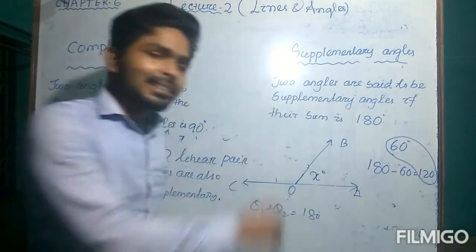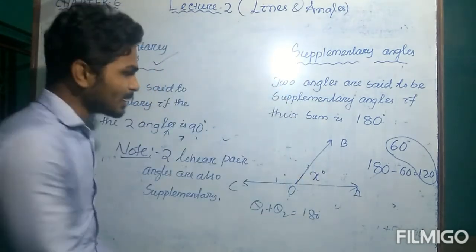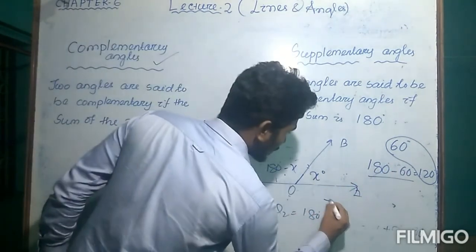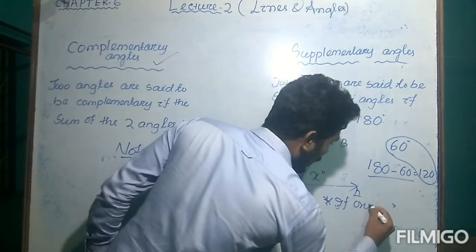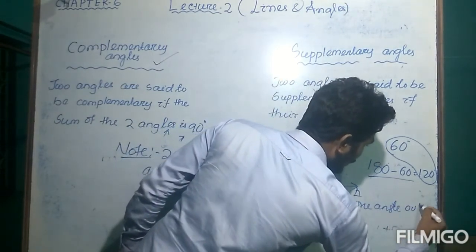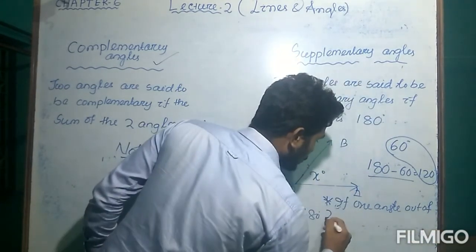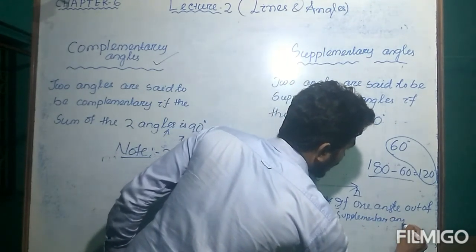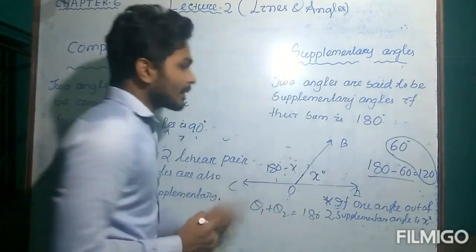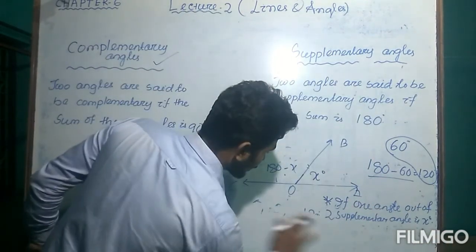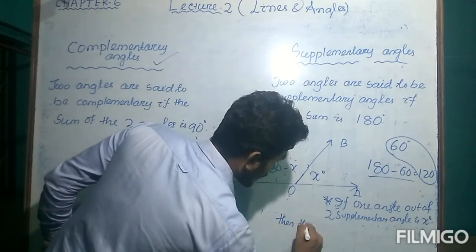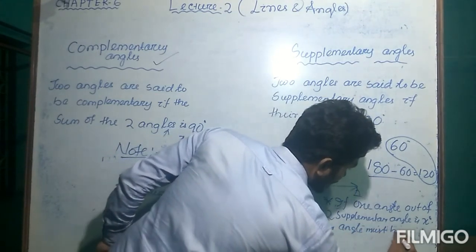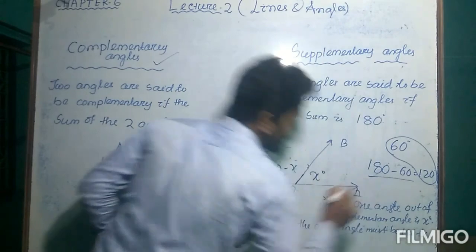So if one angle is x degree, then what is the value of the other angle? The other angle must be 180 degree minus x, like this. Okay, so note it down. If one angle out of two supplementary angles is x degree, then the other angle must be 180 degree minus x. Understood?